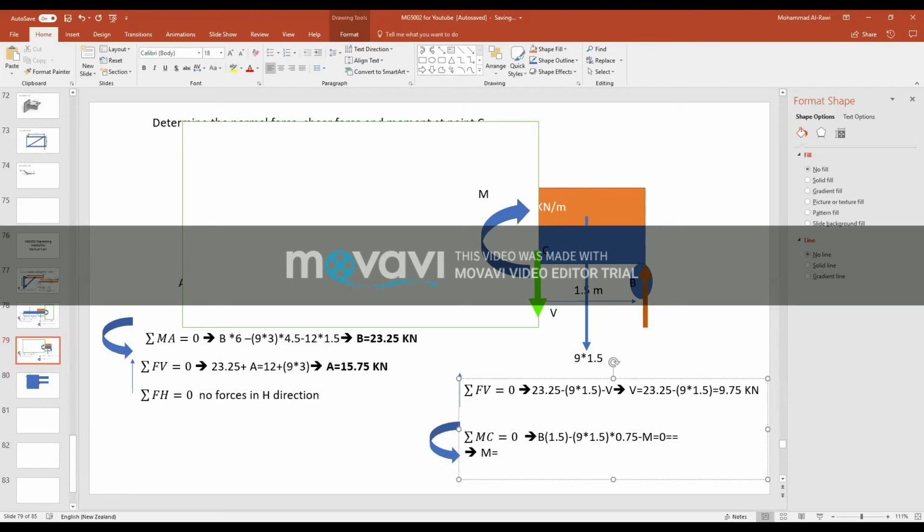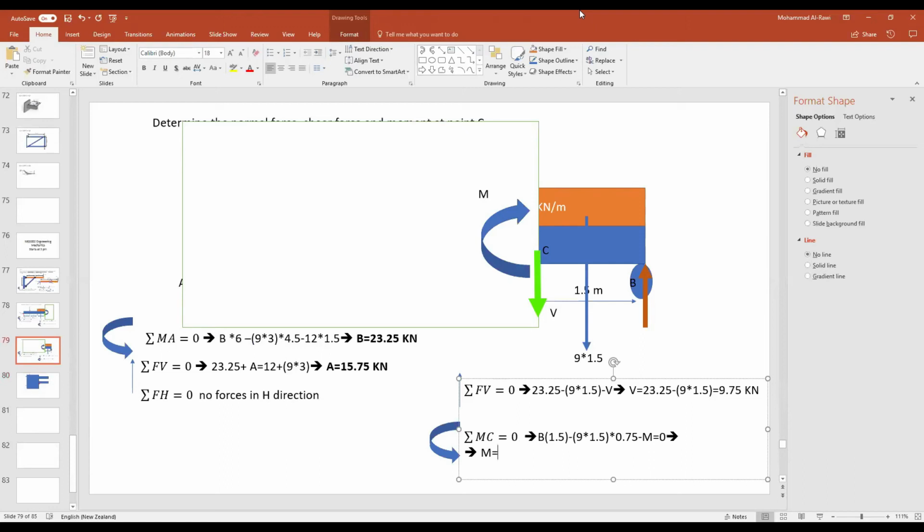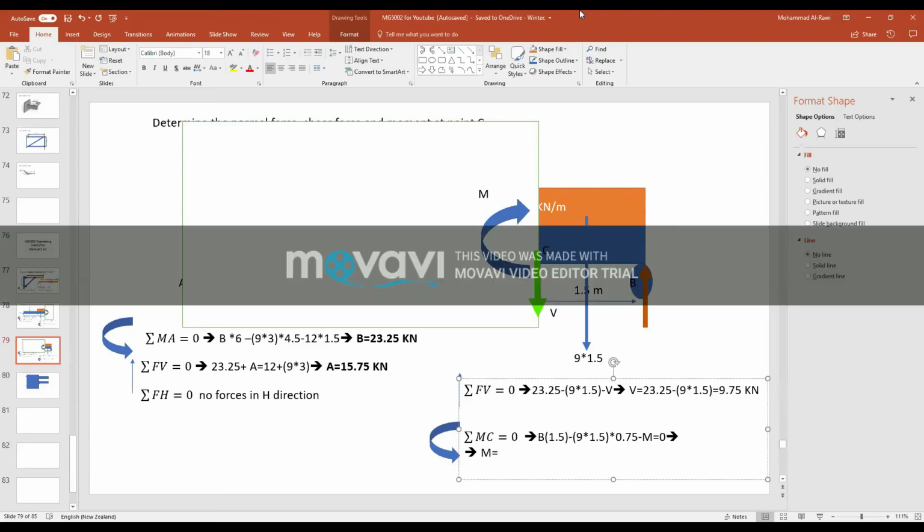And then if you arrange that, what should be your answer for the moment in this case? Can you write me the answer, please? I'll get it from some of you. Yeah, 24.75.